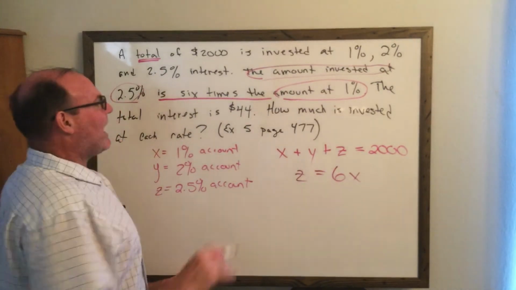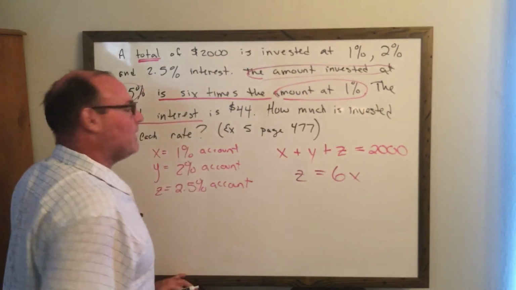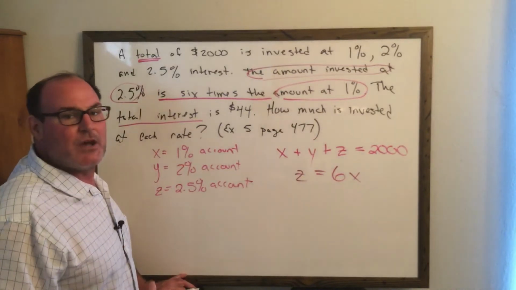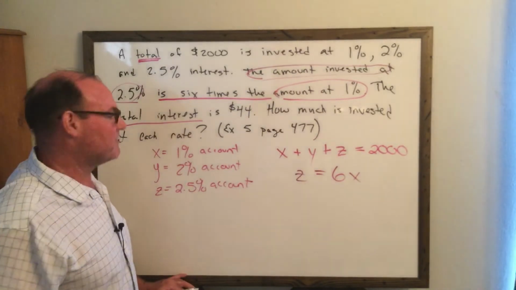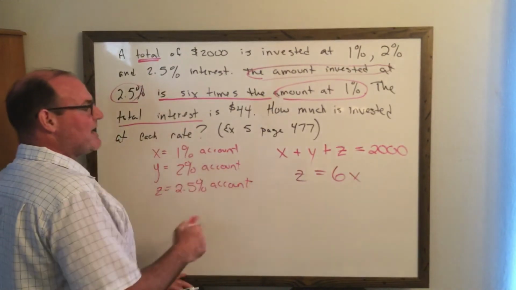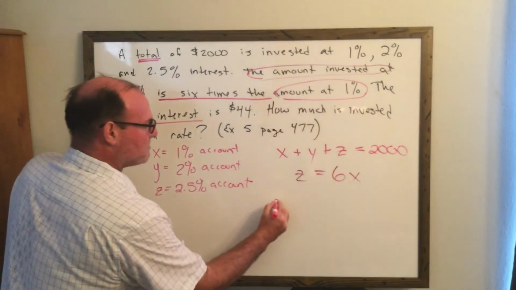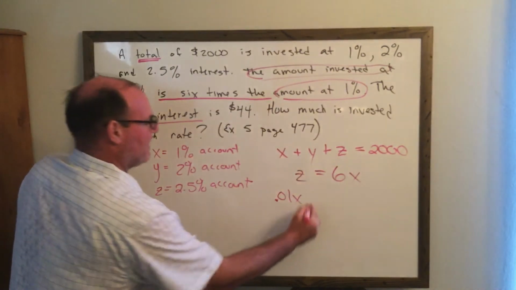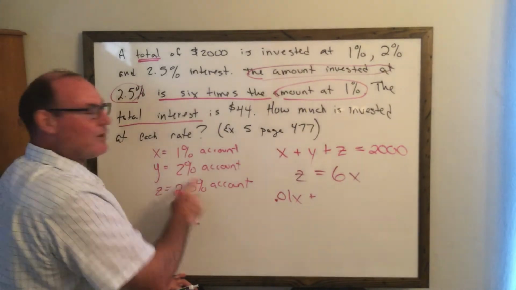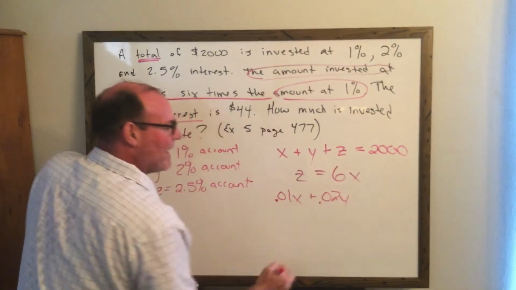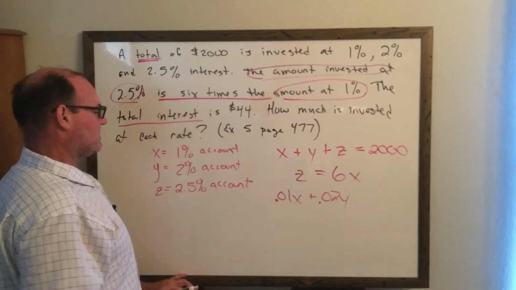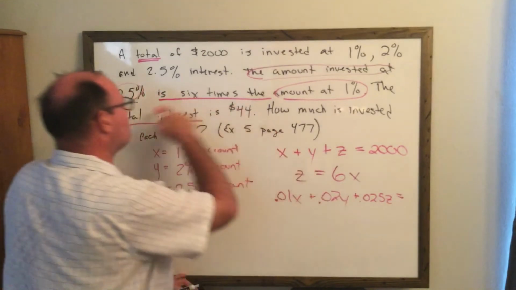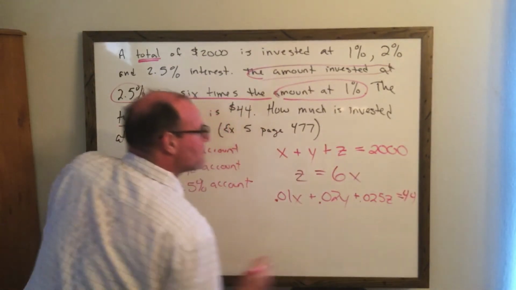Last but not least, I am told the total interest. So this is just a simple interest problem. Again, we're keeping this nice and relaxed just to help you get used to setting up the systems. The amount of interest at the first account is 0.01 times X. This is the percentage times the total amount of money I put in. The amount of interest I earn from the second account is 0.02Y. This is the percent times the amount. And then the last one is 0.025Z, and that, according to what I'm told, is $44.